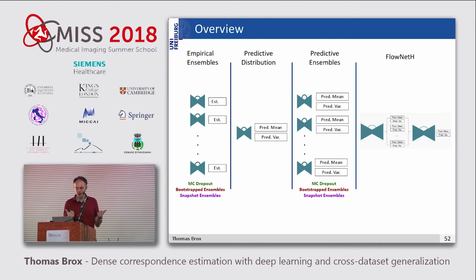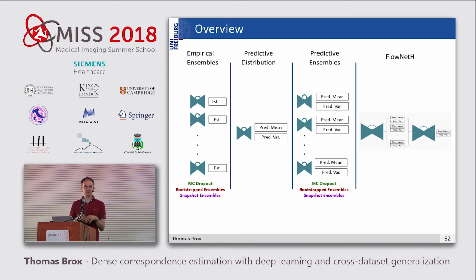So one is MC dropout, that was the one that was used by Gal, but we also used other ways to produce ensembles, for example, bootstrap ensembles or snapshot ensembles. These are other efficient ways to produce ensembles. And then we tested them on the optical flow problem.